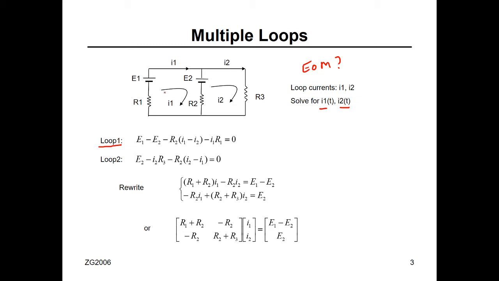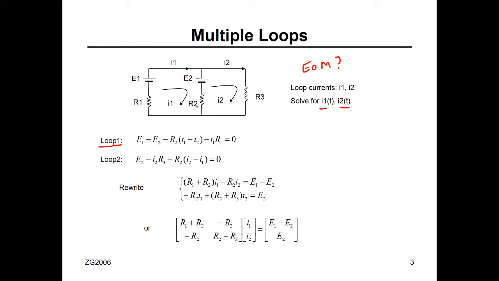So starting in loop number 1, use the Kirchhoff voltage law. So you will have a plus E1 minus E2. Why minus E2? Because the current here, we are assuming it's against E2, so it's going to be negative E2. Minus the voltage across R2.